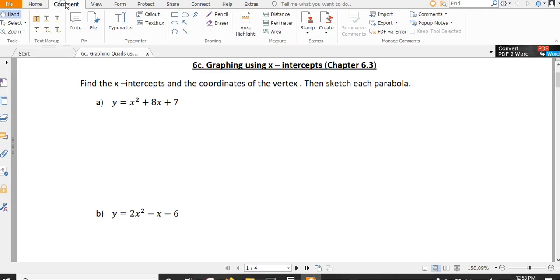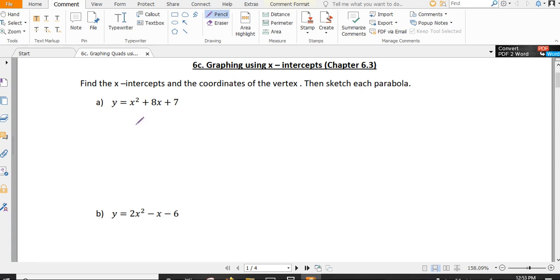Everybody, welcome to 6C, chapter 6.3 in the textbook, Graphing Using X-Intercepts. In this chapter, we're using x-intercepts to essentially draw, or sketch, parabolas. Up to this point, you should know how to do this.